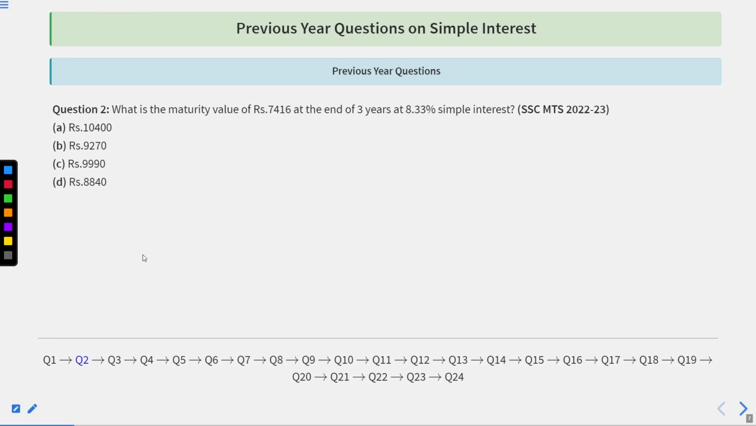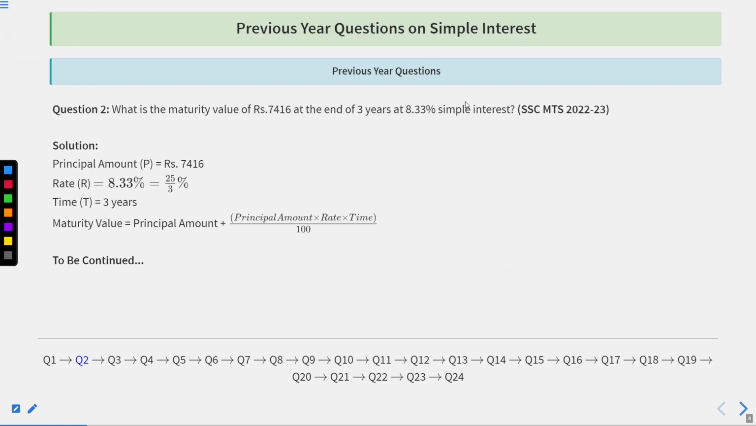Question number 2. What is the maturity value of 7416 at the end of 3 years at 8.33% simple interest? So let us have a look over the solution.